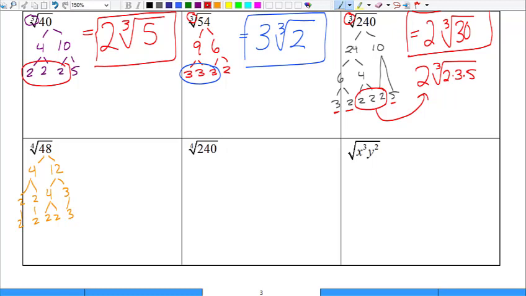I'm looking for a group of 4. I have 4 2's here. So this reduces to the 2 gets to go out of the radical. I only write it once, remember, because all 4 of them get in the same car. And then the lonely 3 stays home.